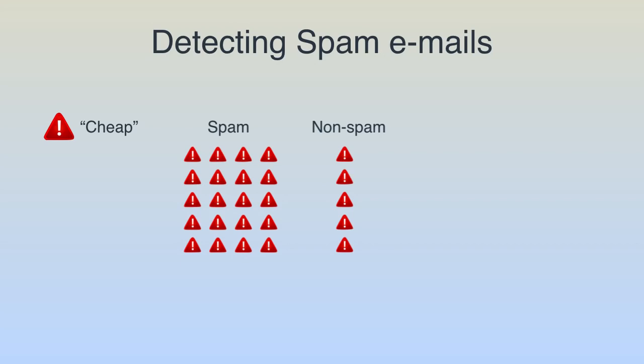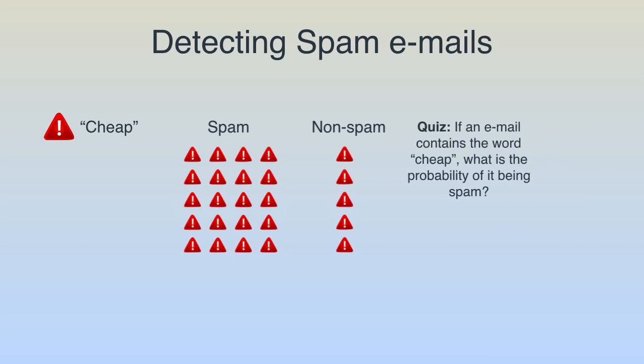Okay, so time for a quiz. Here's the question. Based on our data, if an email contains the word cheap, what is the probability of this email being spam? Is it 40%, 60%, or 80%? Well, to help us out, we can see that out of the 25 emails with the word cheap, 20 of them are spam, while 5 of them are not. So these form an 80-20 split. So the correct answer was 80. If you said 80, you were correct.